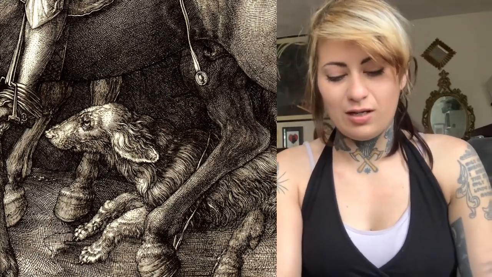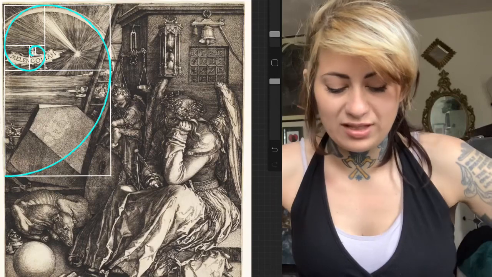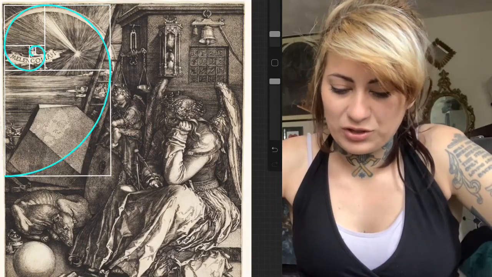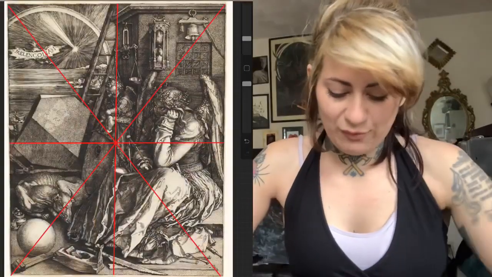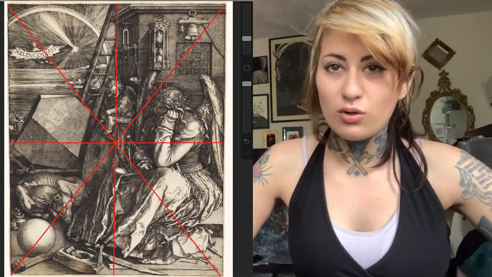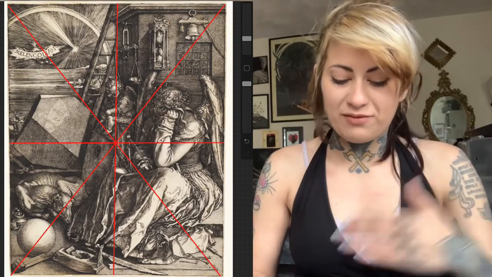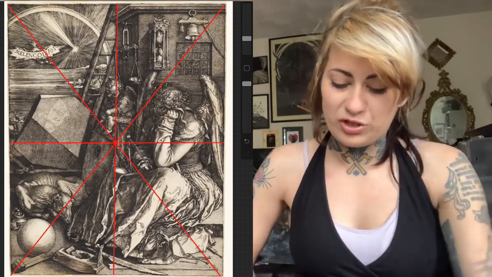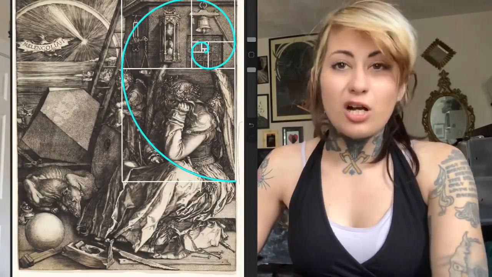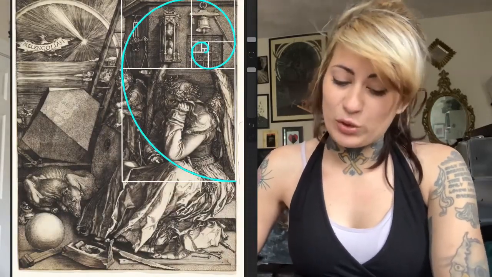We have the arc of the halo in the sky, and we also have the building. If we divide it into sections like so, the different quadrants, we have the division of the building, which also fits into the spiral. We'll talk about the magic square later, but that is important.